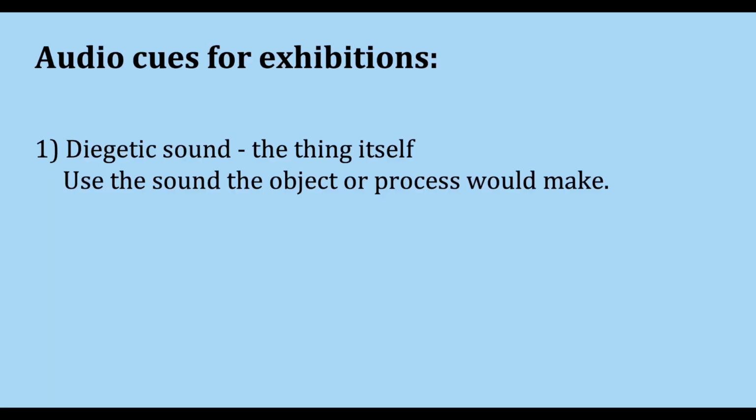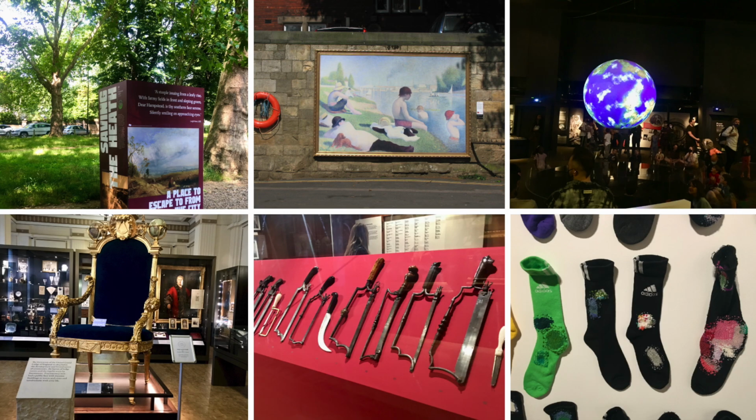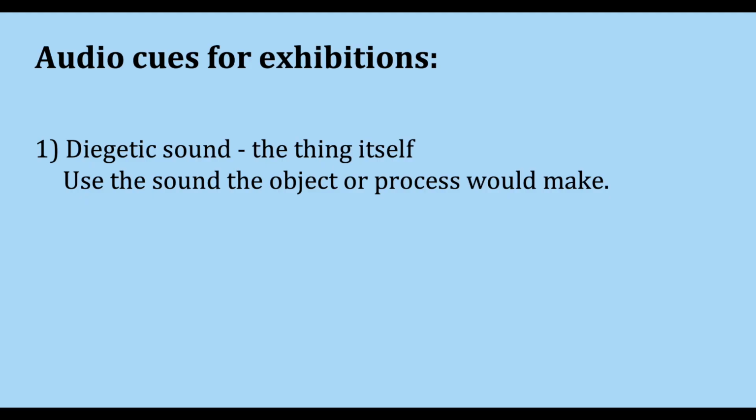So the first one is diegetic sound, which is the sound of the thing itself. So you can use the sound of an object or the sound that the process would actually make. That can be anything from a drawer glide, maybe paper rustling. It can be a ship bell that rings. Whatever it is, that's something that is directly linked to the object in front of you. And that can be very, very powerful when you have the object or maybe an image of the object in front of you, because it directly connects you to that specific thing.